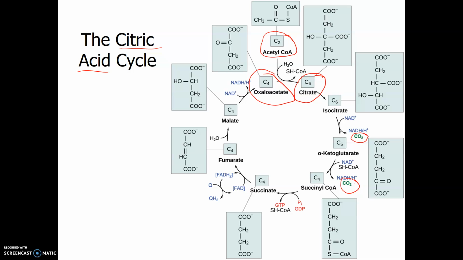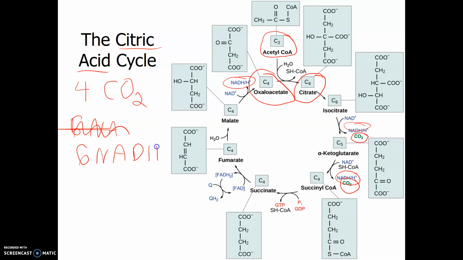And since there are 2 acetyl-CoAs, there are 2 turns of the citric acid cycle for every glucose. So the total is 4 carbon dioxides produced by the citric acid cycle. And then 1, 2, 3 NADHs are produced. Multiply that times 2, and you get 6 NADH molecules for 2 turns of the cycle. And then there's 1 FADH2, so that would be 2 FADH2s total.